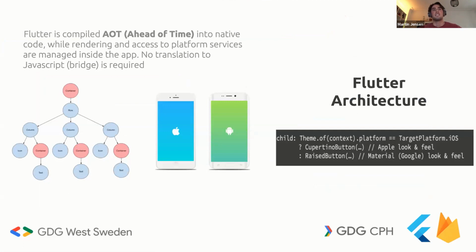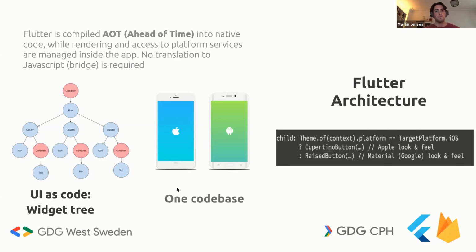I mentioned that Flutter compiles to machine code, but Flutter is also ahead-of-time compiled. That means it renders the UI instantly, and it doesn't need to translate into what UI components it should render. With Flutter, we write our UI as code, and we write it in widgets. What you see here on the left is a widget tree.